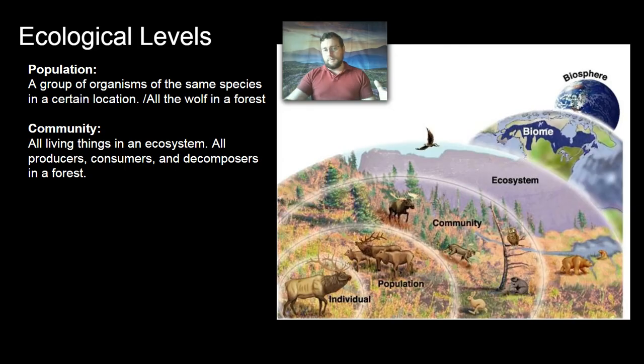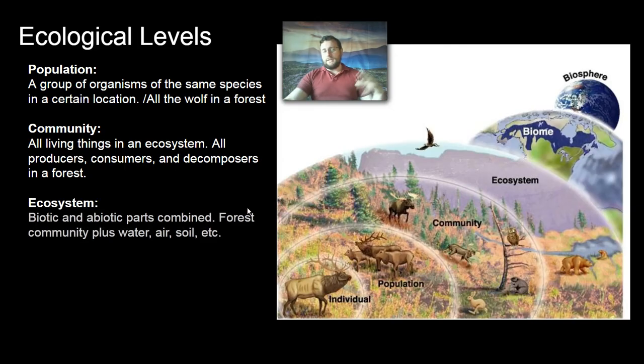Then you have the ecosystem level. The ecosystem level is the biotic stuff and the abiotic stuff together. So it includes the living things, the water, the air, the soil, and everything else that is part of the ecosystem, but it's not living. Now, they are closely knit and interconnected.